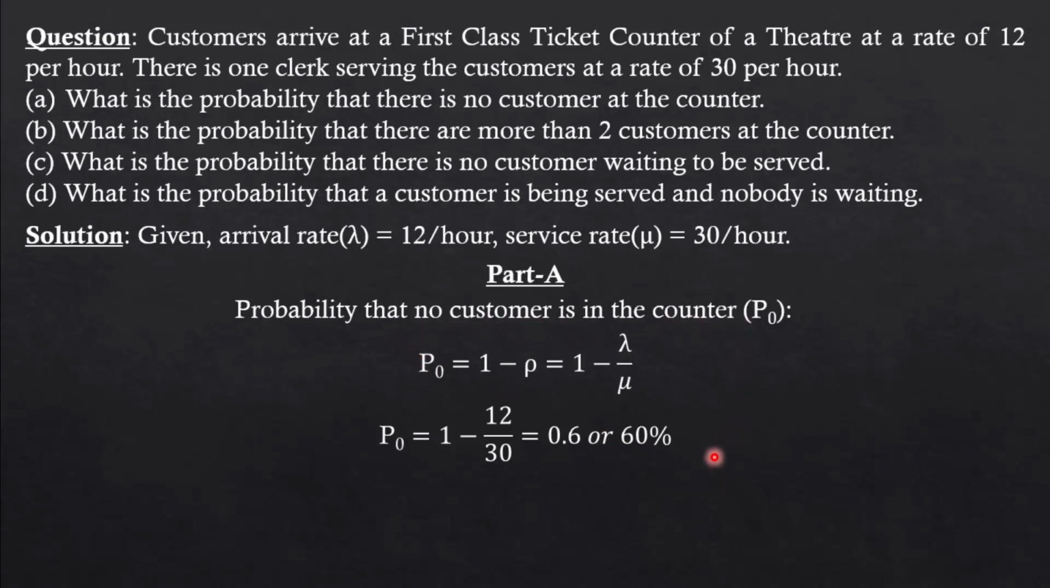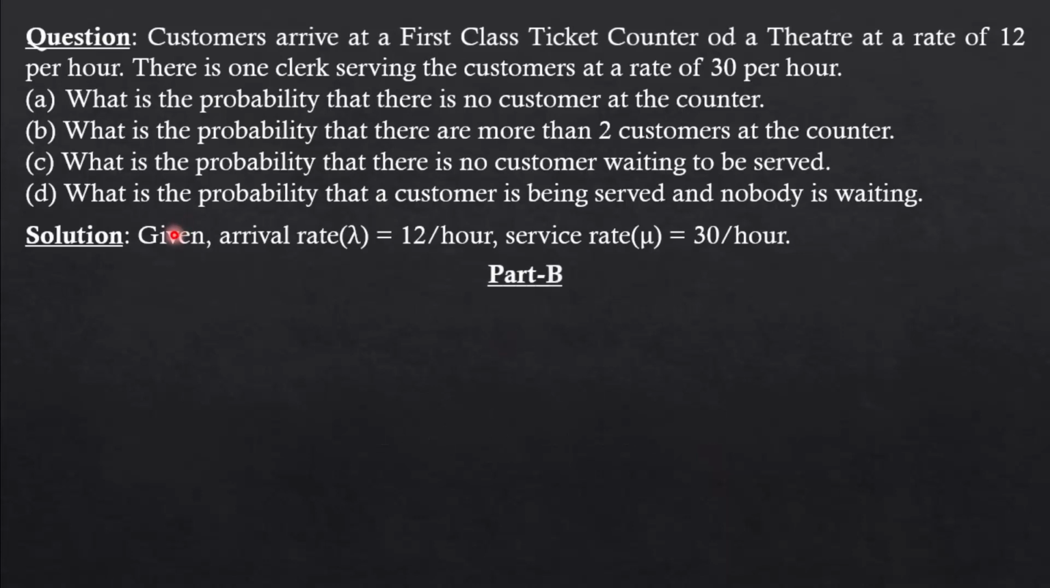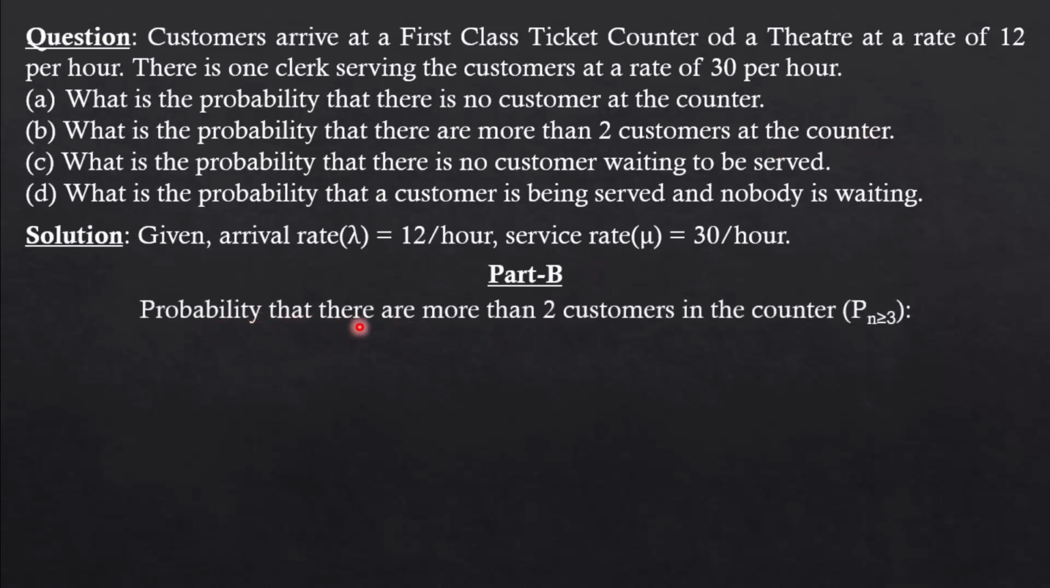Now let us move to part B, which asks what is the probability that there are more than two customers at the counter. We already know the formula. The probability that there are more than two customers at the counter is the probability of having n greater than or equal to 3. Why have we put 3 here? Because we need to find the probability of having more than two customers. Now if we see the formula, the probability of having n customers, where n is from capital N to infinity.